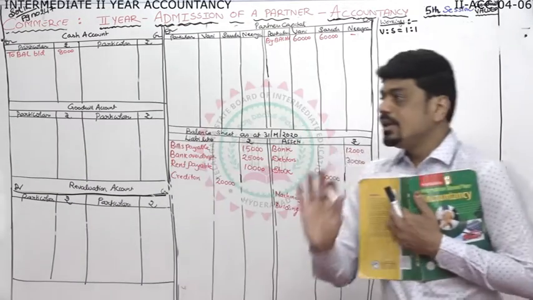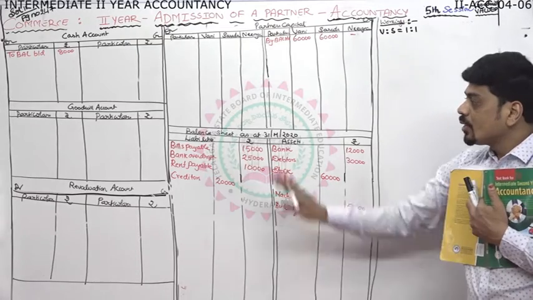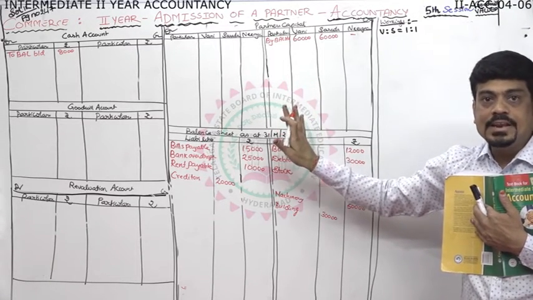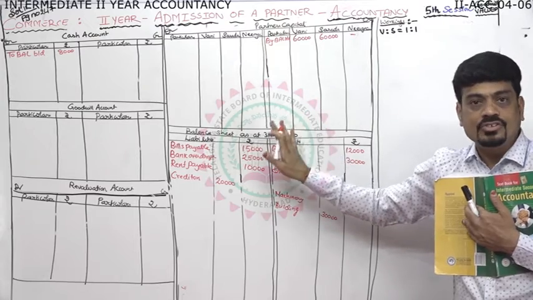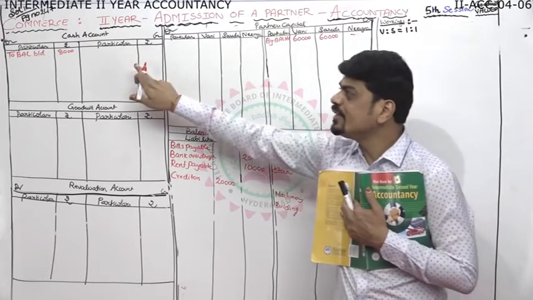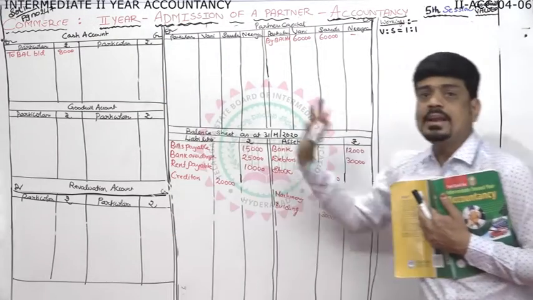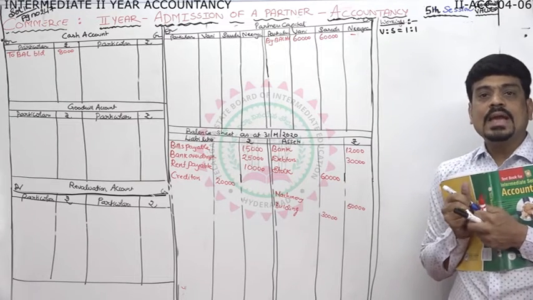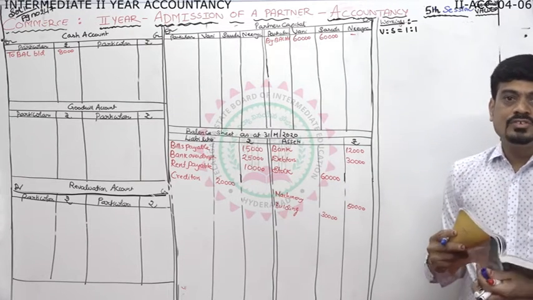Like that, in a very systematic manner, first try to post the assets and liabilities to their respective positions here. It's always good to open the accounts and then do the postings. Once your postings are over, you can start doing the adjustments.